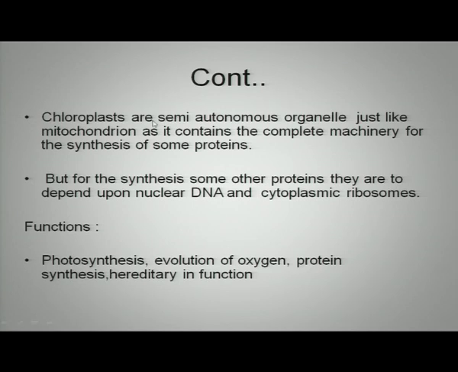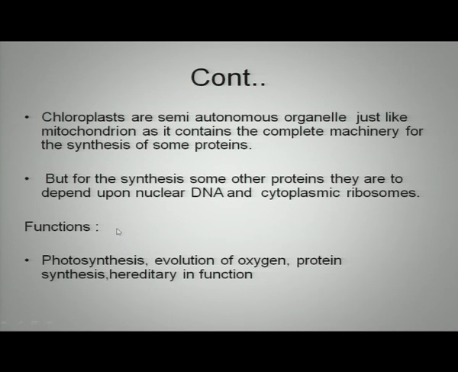Now, chloroplasts are also semi-autonomous organelles or self-replicating ones, just like the mitochondrion, as it contains the complete machinery for the synthesis of some of the proteins. But for the synthesis of some other proteins, they depend upon the nuclear DNA and the cytoplasmic ribosomes.